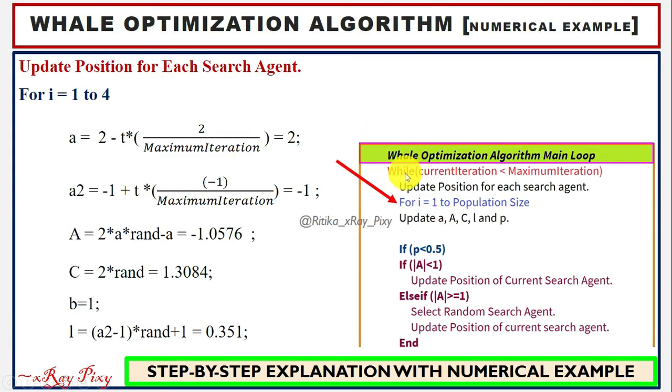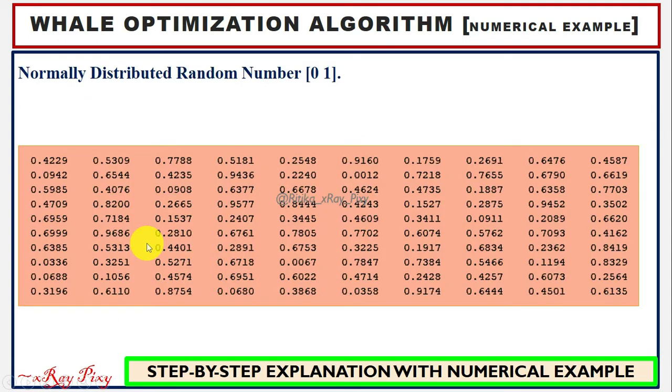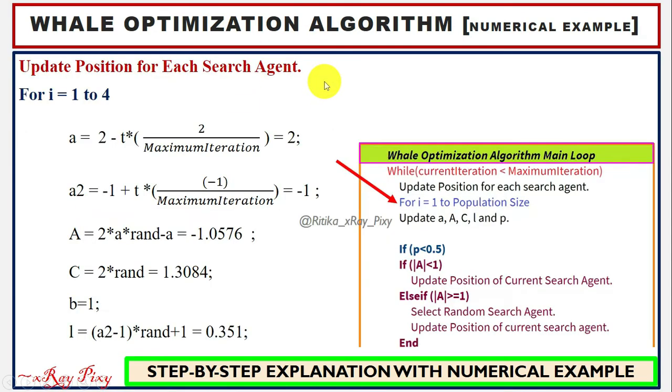First we will check the stopping criteria. Initially the current iteration is 0, and we know 0 is less than 10, so this condition is true. Now we will update the position for each search agent. Here we have i equal to 1 to population size, and population size is 4. Now we will update the parameters, and here rand is a random value, a normally distributed random number between 0 and 1. You can check in part 1 what A, C and the others are; this we explained in detail in part 1. So now we have updated all the values here.